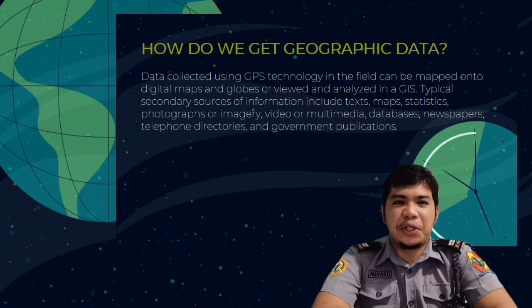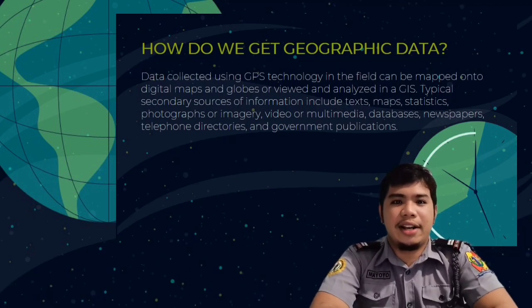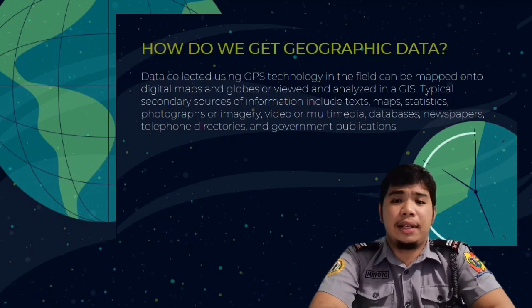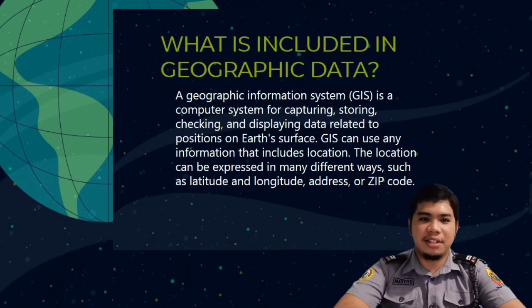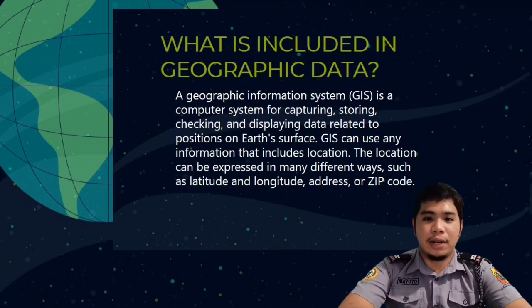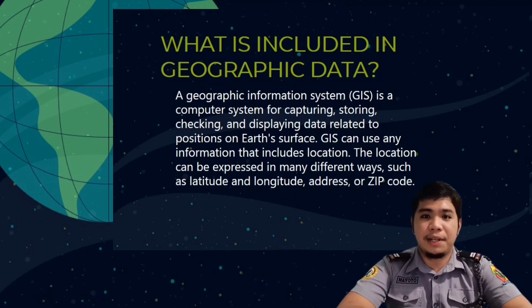How do we get geographic data? You can gather geographic data from the global positioning system and geographic information systems as primary sources of data gathering, and we can consider social media platforms as secondary resources. This is data that can be displayed on a map such as streets, census tracts, parcels, and buildings.